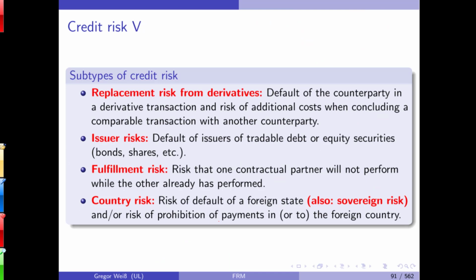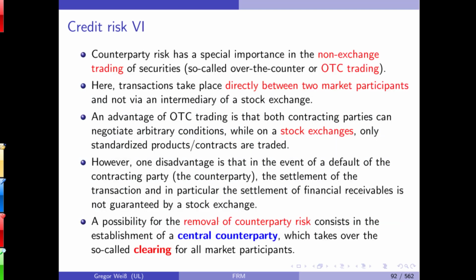So these are some subtypes of credit risk: replacement risk from derivatives, issuer risk, fulfillment risk, country risk. Anytime a business partner defaults, you might get in trouble. So again, credit risk is not just the risk that you might lose a loan as a bank, but credit risk is everywhere. Every time you have a contract with a business partner, that could be counterparty risk.